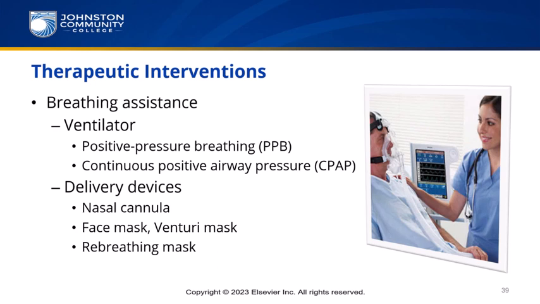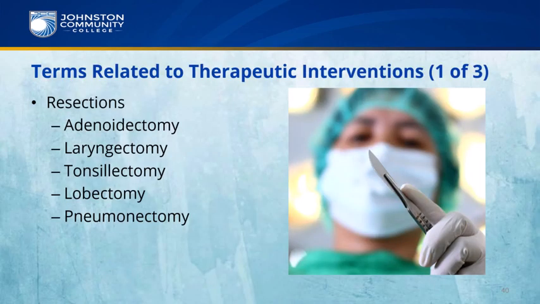This again is similar to a face mask, but has one-way valves that allow for little or no rebreathing to take place so that the patient can have a clear, richer, continuous oxygen supply. Now we're going to review terms related to therapeutic interventions. Each of these terms describes the removal or resection of a particular structure in the respiratory system. First, we have an adenoidectomy, which is the removal of the palatine tonsils, also known as the adenoids.